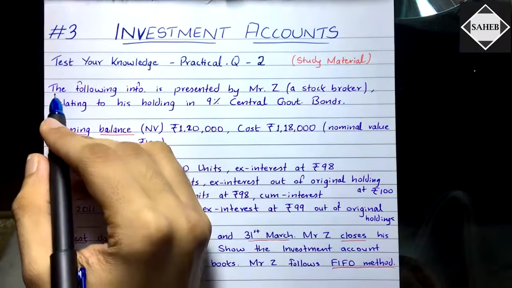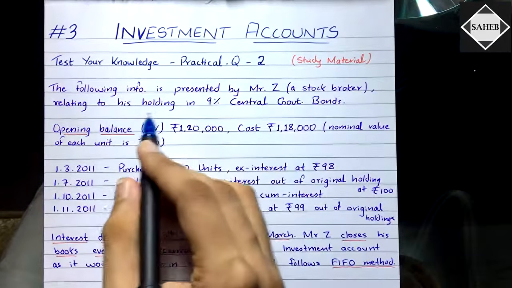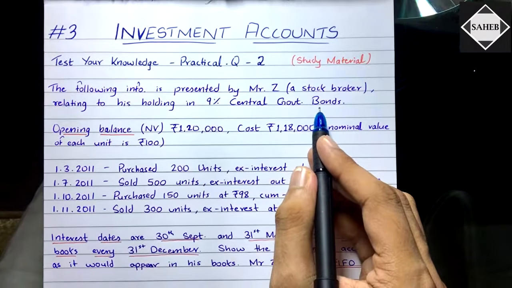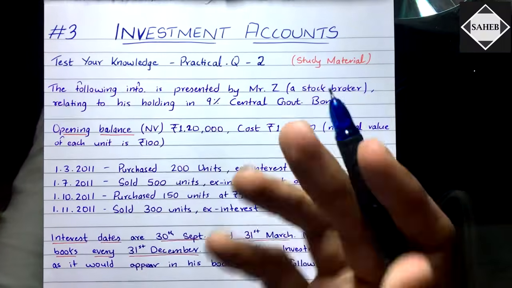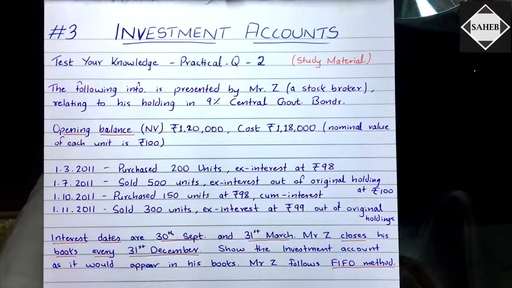Now see here, let's read the question. The following information is presented by Mr. Z, a stockbroker, relating to his holding in 9% central government bonds. So here we are dealing with what? Fixed income bearing securities, because here they have given us bonds, right? So bonds are fixed income bearing securities.